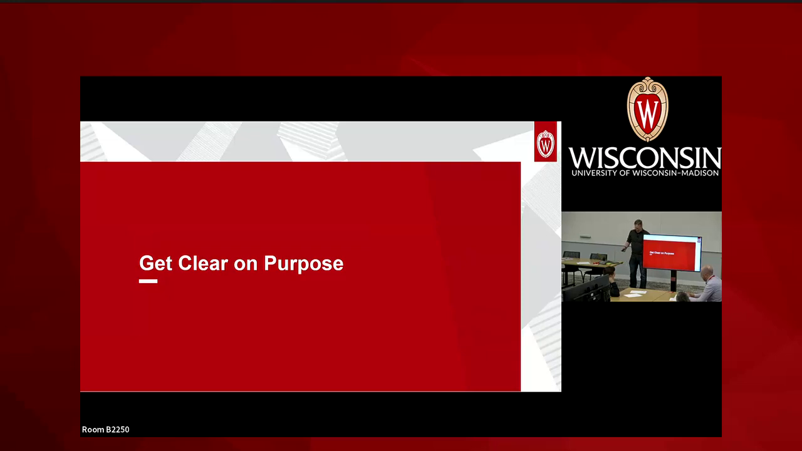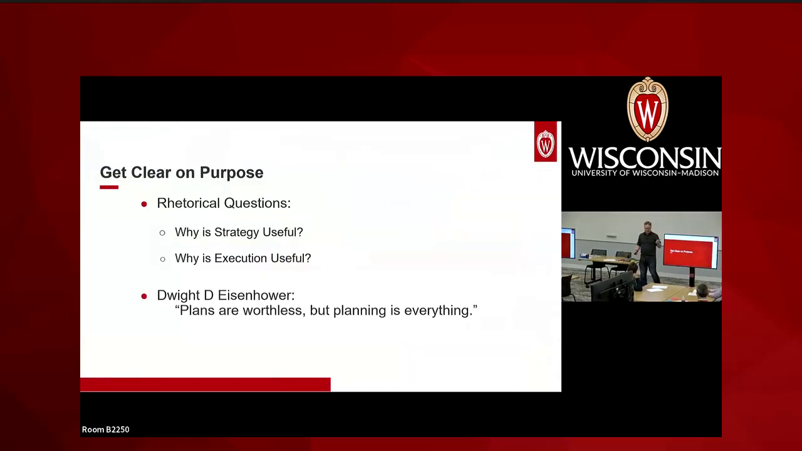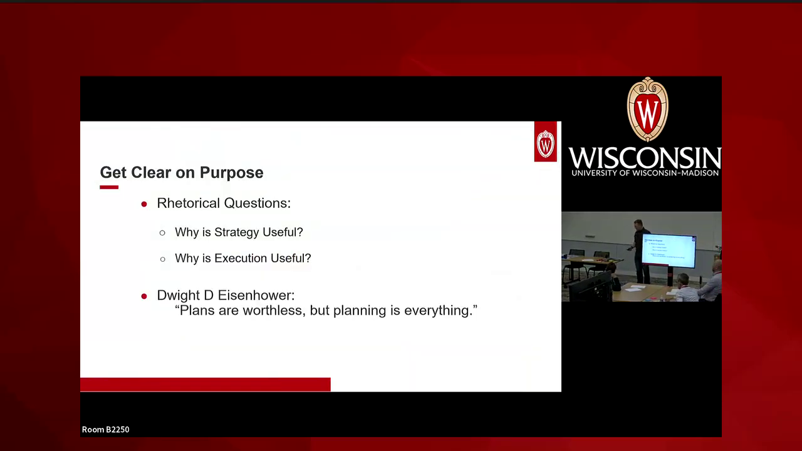So first thing, getting clear on purpose. This is the first document, the one about the 3 strategic areas. So we have these big questions, rhetorical. Like, why is strategy useful? Why is execution useful? And then this is pretty much the Dwight D. Eisenhower thing about how plans are worthless, but planning is everything. So this is part of the planning, part of trying to discover what we might need to consider, what we might not, what we do not consider, and what information we need to go find out.